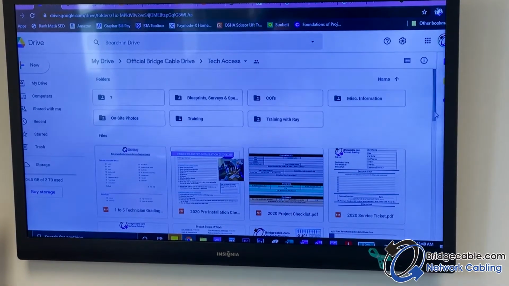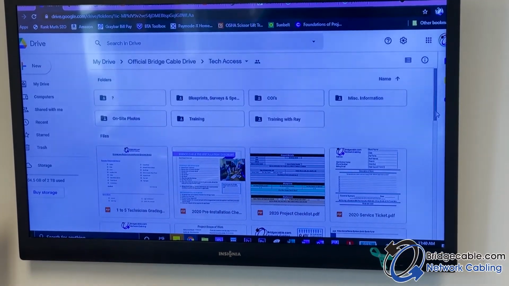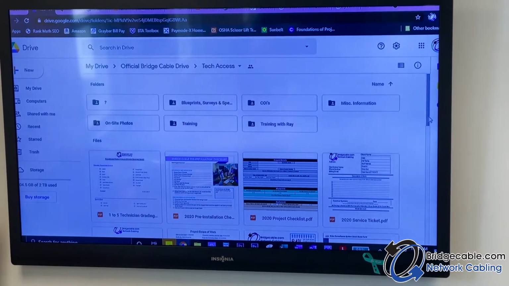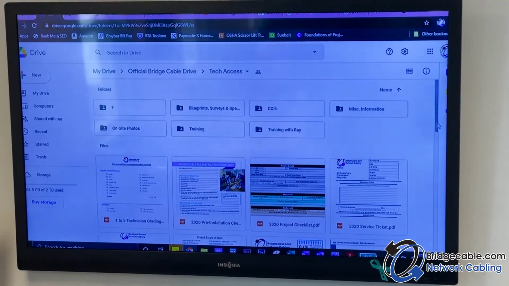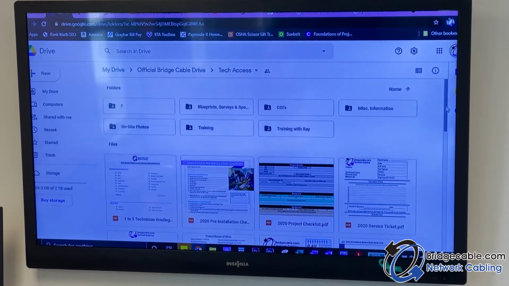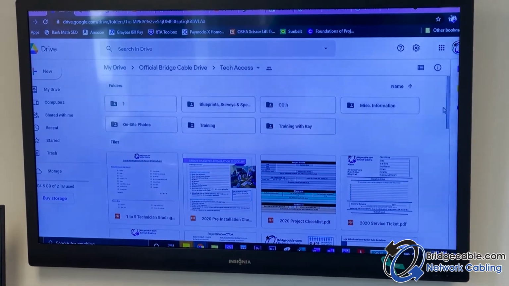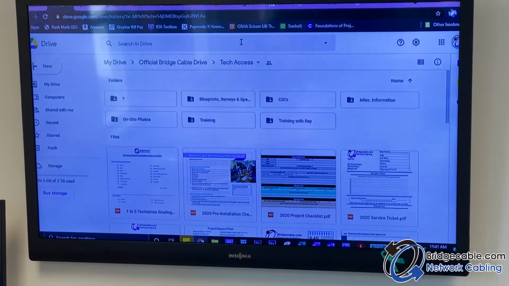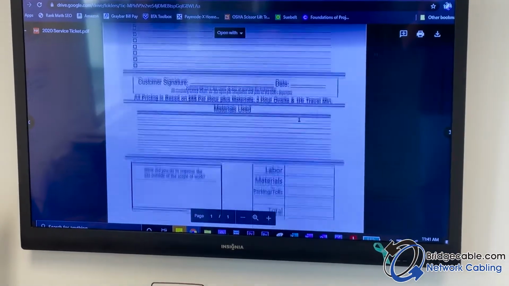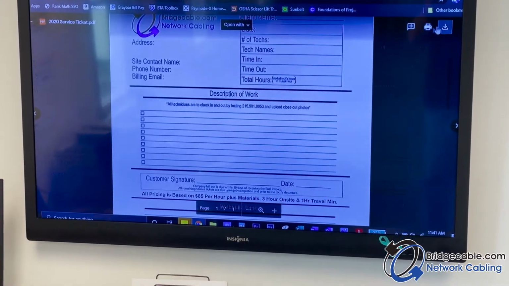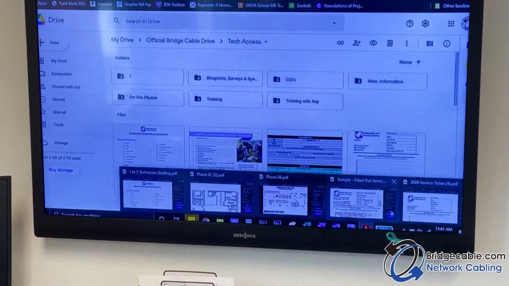Service tickets are used for any type of time and material job. It doesn't just have to be residential, it can also be commercial. If you don't already have a service ticket form, you can find it on the drive. The Tech Access main route, you can find it here, and you can download it or print it from here.